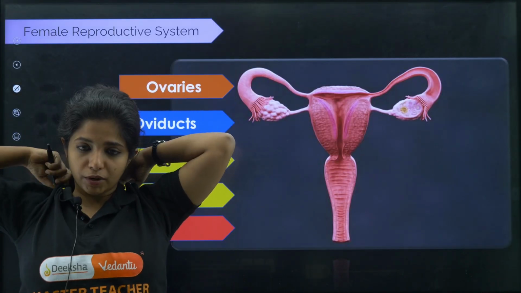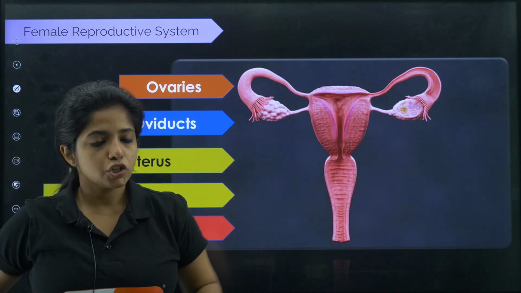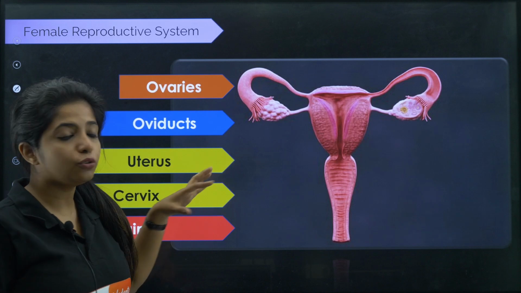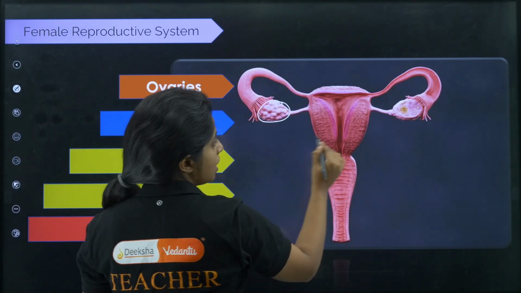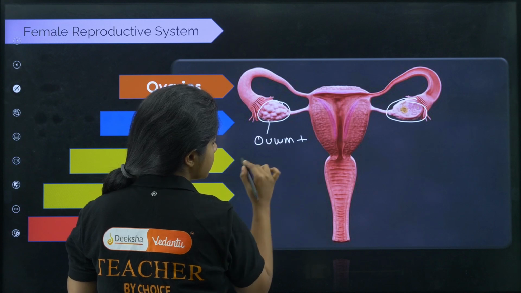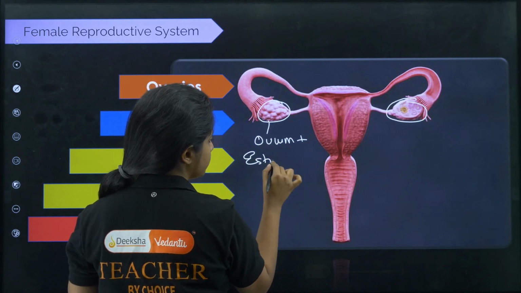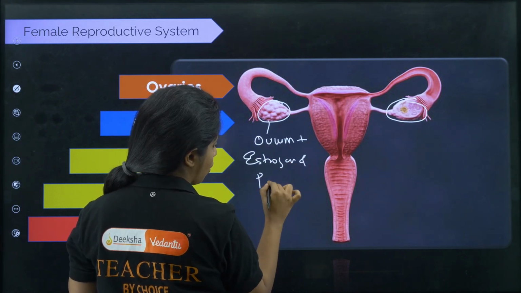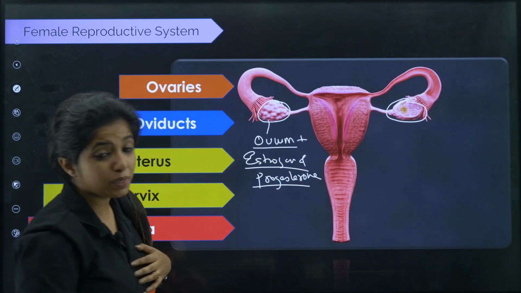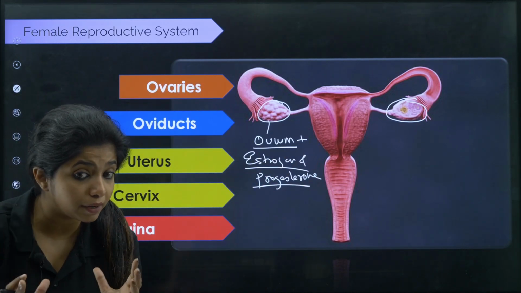Now comes the female reproductive system. Over here, children, just like how you have the primary sex organ as testes in the case of males, here you have ovaries as the primary sex organ, because the ovaries are the ones which release the ovum plus the female hormones, which are estrogen and progesterone. Now the ovum which is released has to get transported, so there should be a duct system.